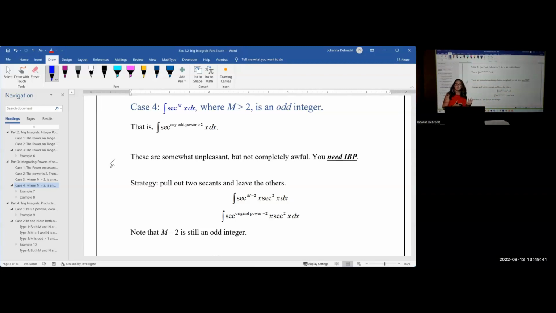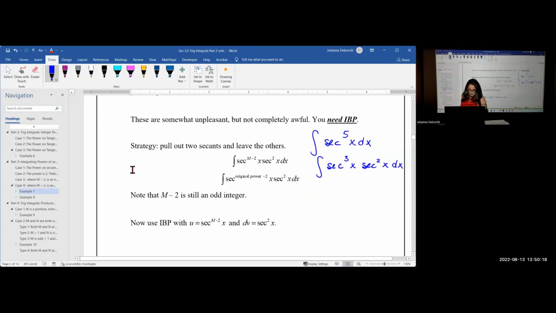So we have secant being raised to an odd power. So let's suppose over here to the side, we'll say that we had secant to the 5th power of x dx. Well, the strategy is the same. We're going to pull 2 off. So I have secant to the 3rd of x times secant squared of x dx, all right? So I'm pulling 2 off. Note that because I started with an odd power, when I pull 2 off, what's left is still odd, all right? So it maintains that quality of being odd.